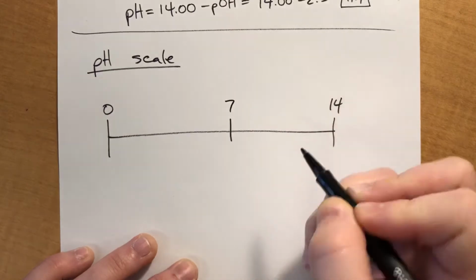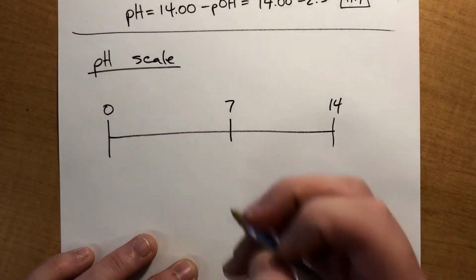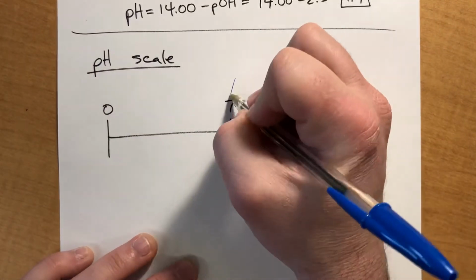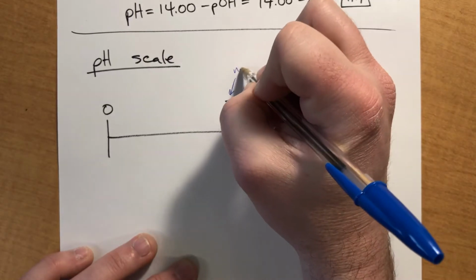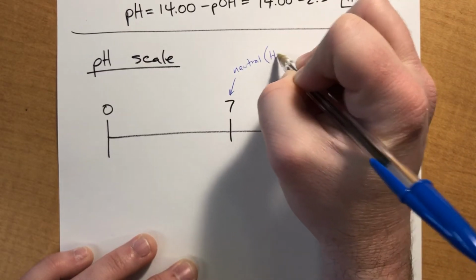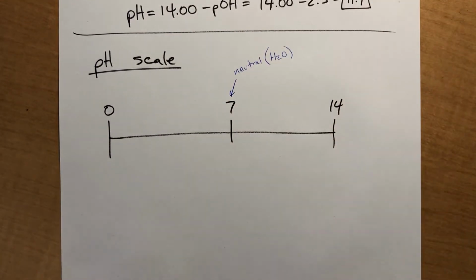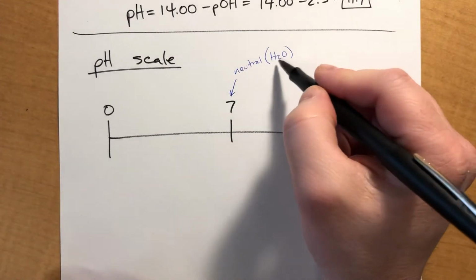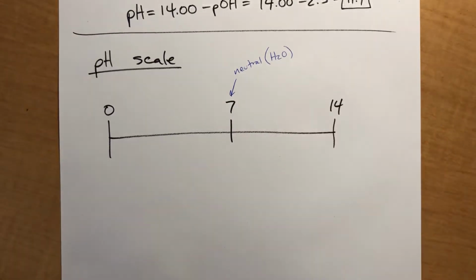7 is neutral. Okay, I'm going to label some things as we go. I didn't space that nicely, but sorry. So this is inherently neutral, and this is defined by the pH of water. If you have distilled, deionized water, just H's and O's floating around in there, your pH will be 7.